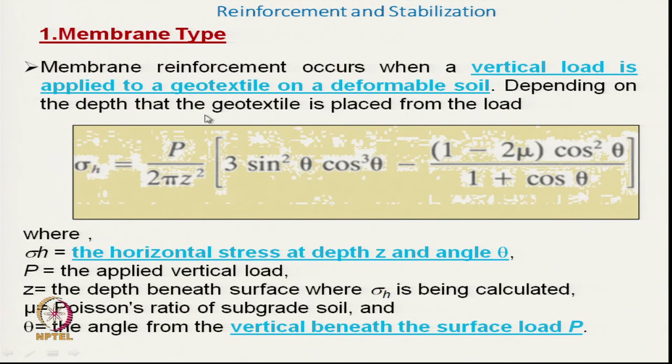Depending on the depth of the geotextile placed, there will be horizontal stress, as I have discussed. Horizontal stress is expressed using this equation, where P is the applied vertical load on the structure, Z is the depth beneath which the geotextile is placed, mu is Poisson's ratio of subgrade soil, and theta is the angle from the vertical beneath the surface where P load is applied. That is the theta.